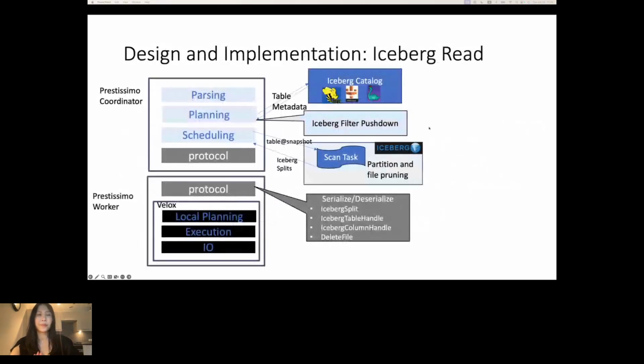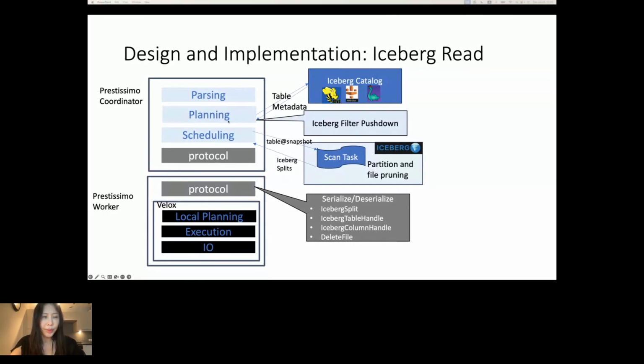Okay, so now let's look at how we implemented this basic Iceberg read. People who are familiar with Presto internals may know well the left part of this picture, which is the basic life cycle of a query: first parsing, planning, scheduling. To support the Iceberg read, in the planning phase we need to talk to the Iceberg catalog to get the table metadata.